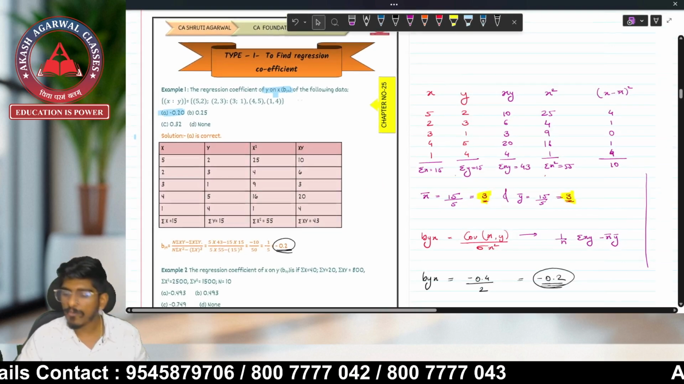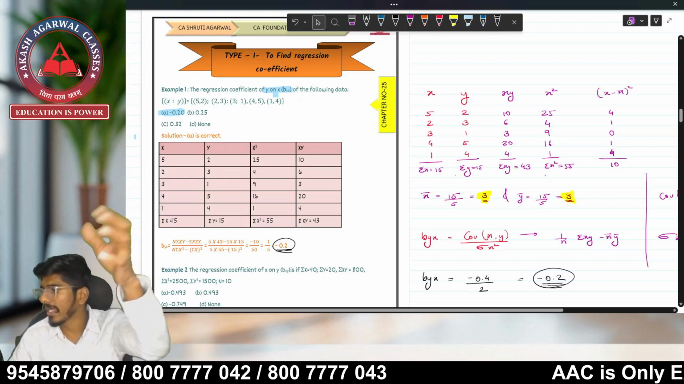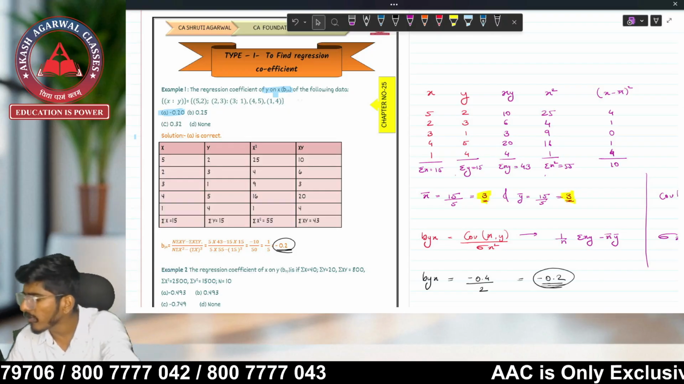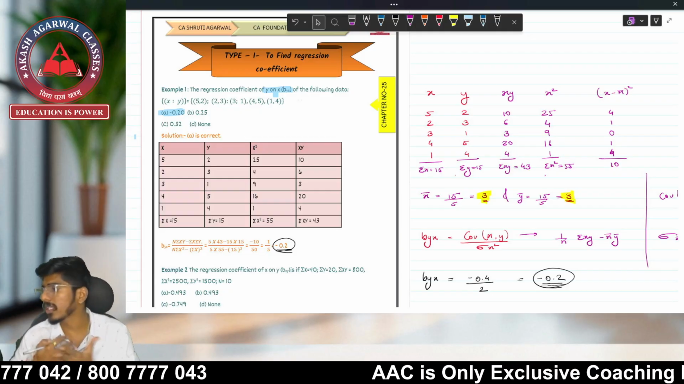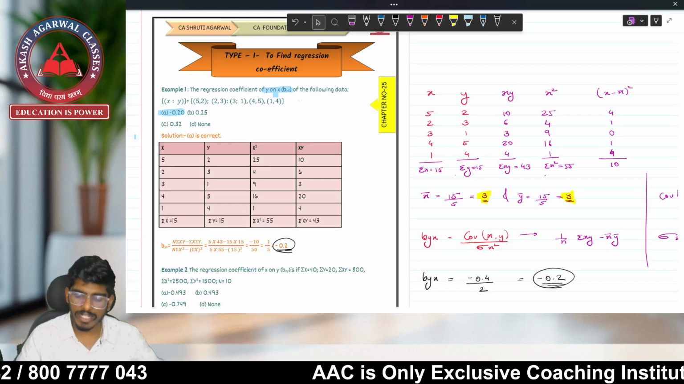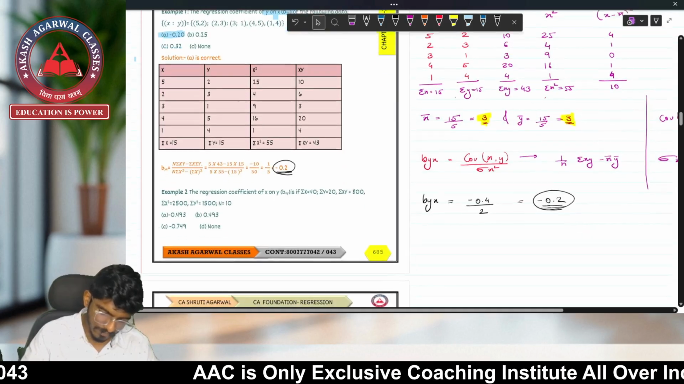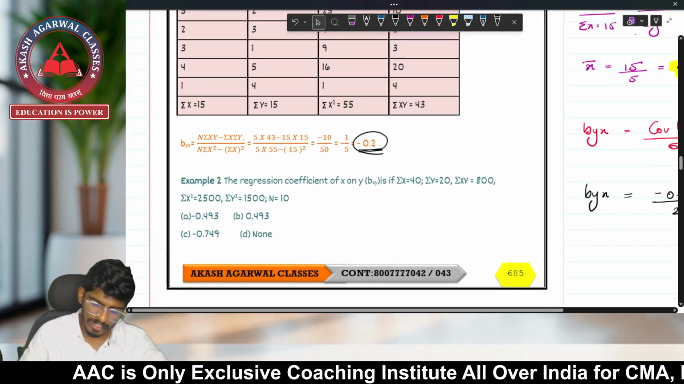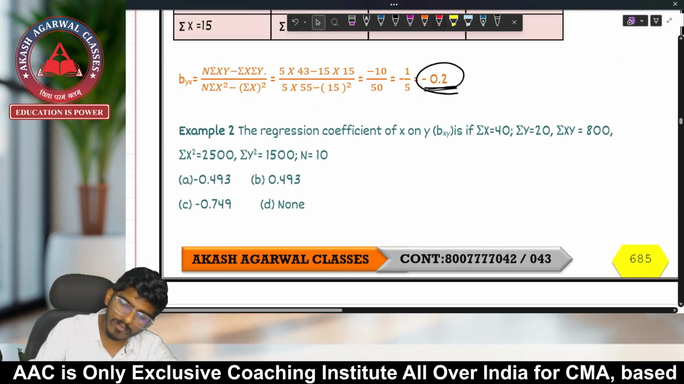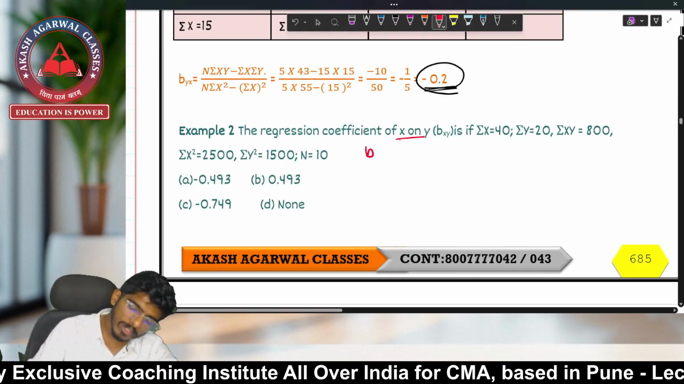So hopefully after one question, you might have got an idea what type of question they are going to ask you, what are the probable chances, what are the types, what are the forms of question that they might ask you. Now let's see one more question. See, they have given us many things now. They are asking regression coefficient of x on y.